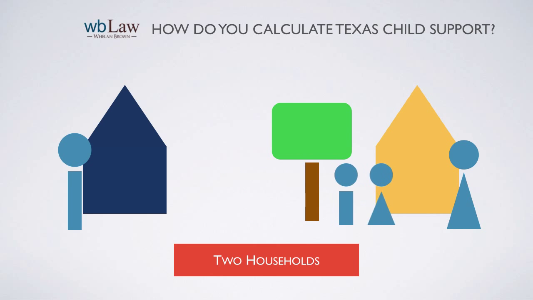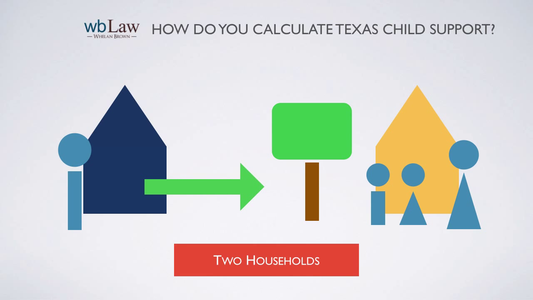Well, at the time that these guidelines were created, the Standard Possession Schedule guideline had the children with one parent for a vast majority of the time. The paying parent sent money to the other parent because that person provided most of the care. It made a lot of sense. Well, now the theory is a little bit different. The Standard Possession Schedule now has much more even time between the two households.